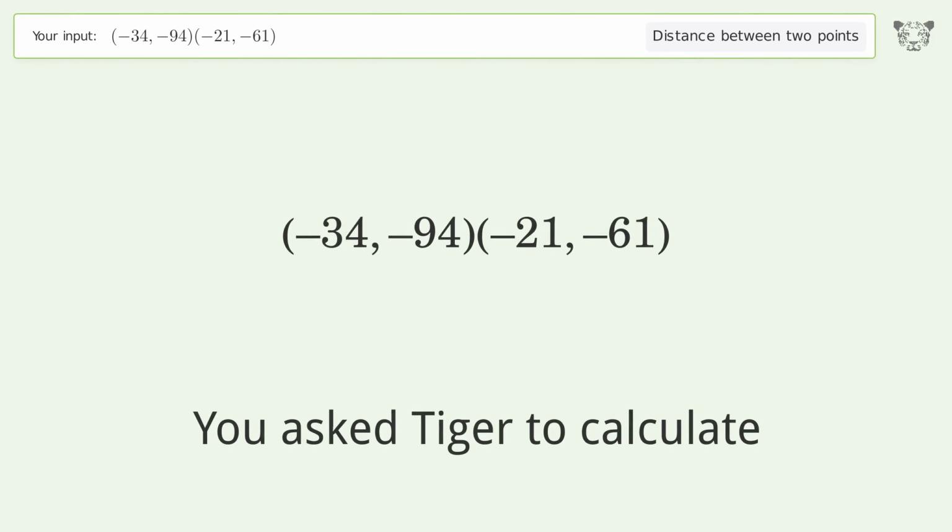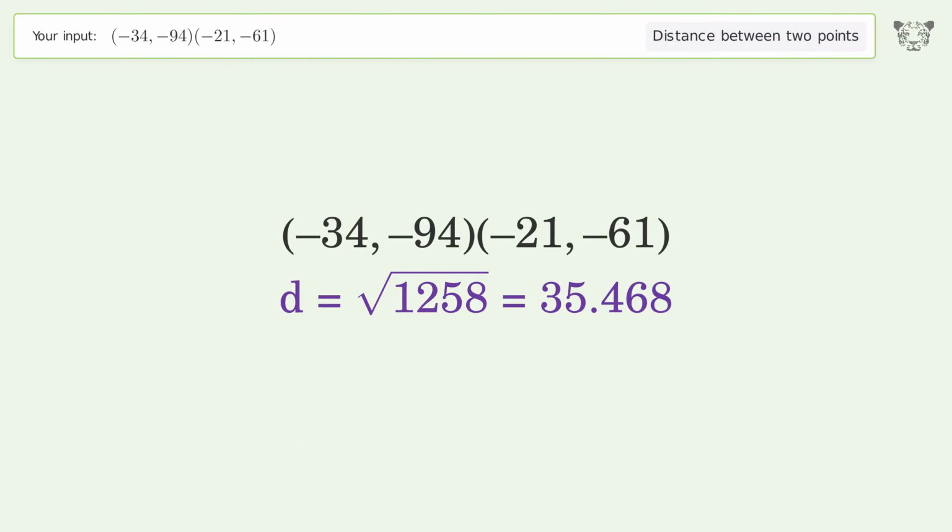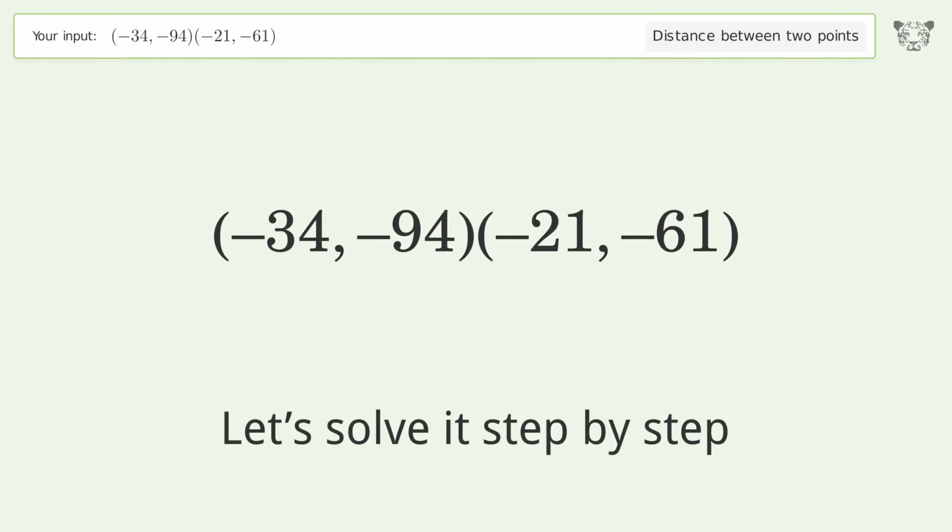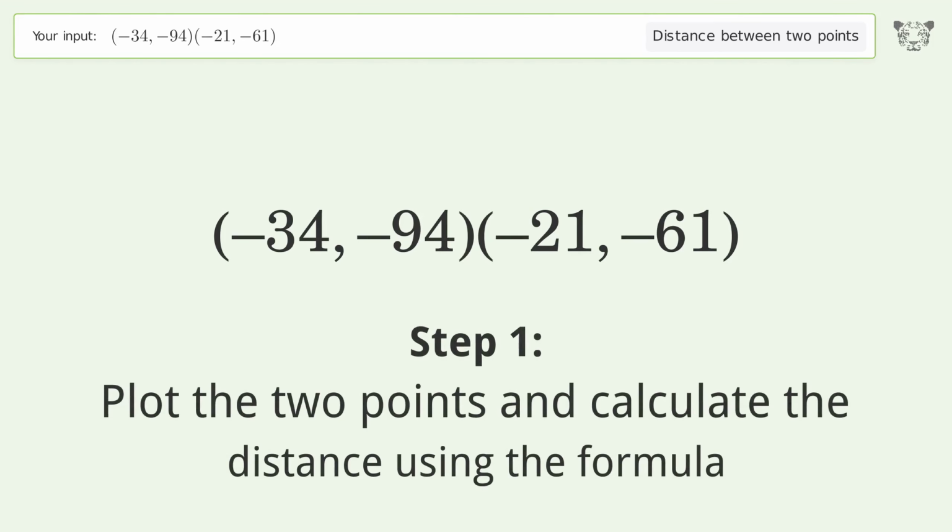You ask Tiger to calculate. This deals with the distance between 2 points. The distance between the 2 points is the square root of 1258, or 35.468. Let's solve it step by step. Plot the 2 points and calculate the distance using the formula.